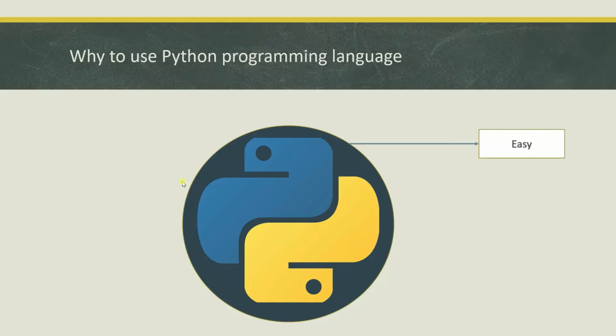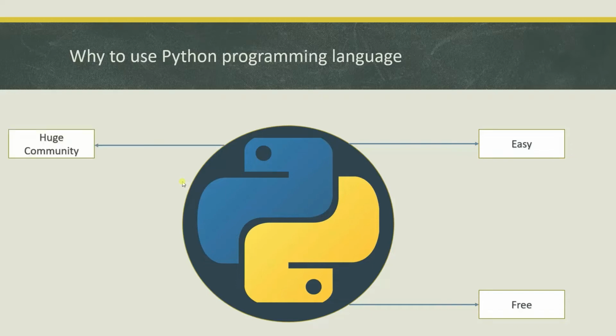Why to use Python programming language? It is easy to understand, it's free to use because it is open source, and it has a huge community. A lot of people are working on Python and they are adding new features day by day into it, and they are making developers' life easy. It is versatile, it is being used in many applications, different kinds of domains like healthcare, banking, insurance, and many more.